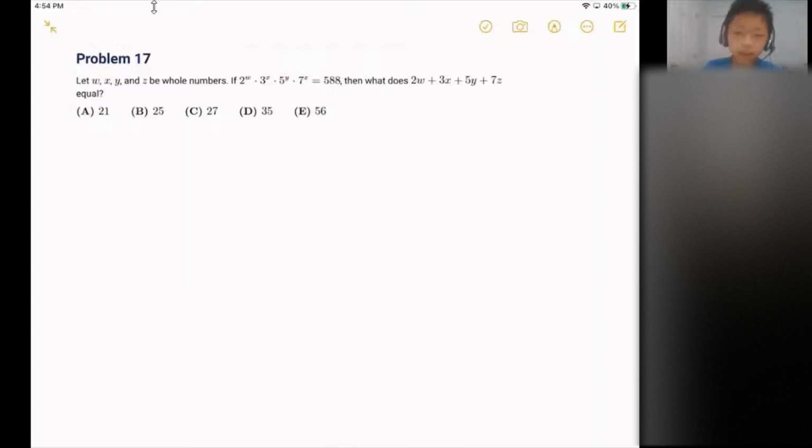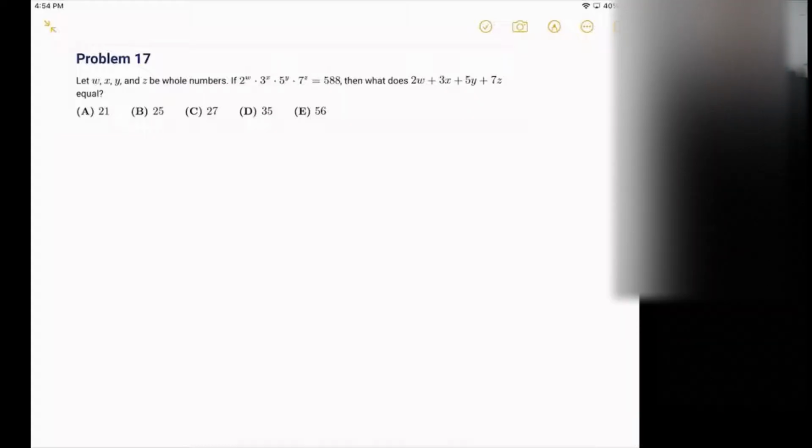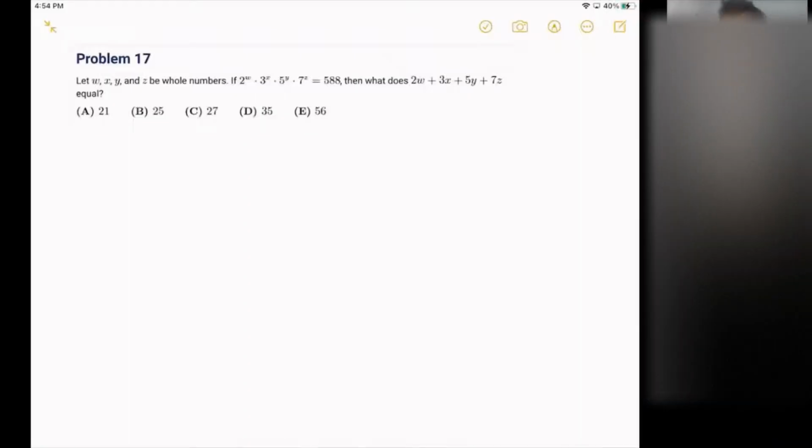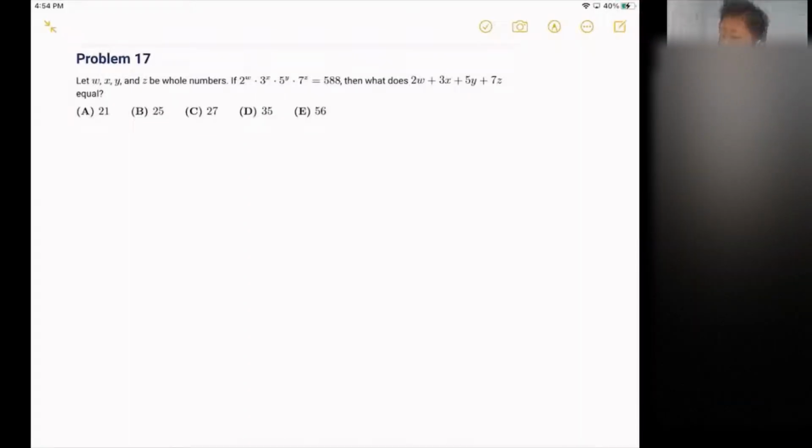So this question is a number theory question. We're given variables w, x, y, and z, and they're whole numbers. We're given this weird condition that 2 to the w times 3 to the x times 5 to the y times 7 to the z is 588. And we want to find what the value of 2w plus 3x plus 5y plus 7z equals. This might be a kind of tricky problem.